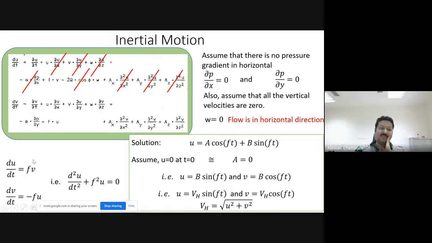So the first equation will lead to du dt, because there is no del here, because anyway this term is 0. So del u del t is basically du dt. We are assuming that. So du dt is equal to Fv. If we do the same thing for the v equation, we'll get dv dt equals to minus Fu, because you have a minus sign here. So du dt equals Fv and dv dt equals minus Fu.